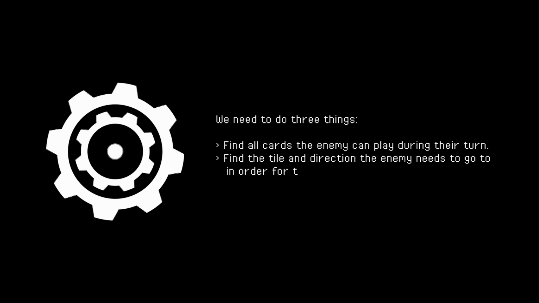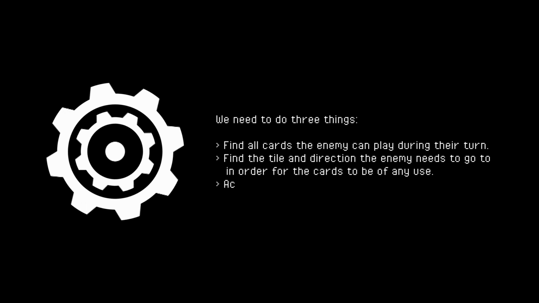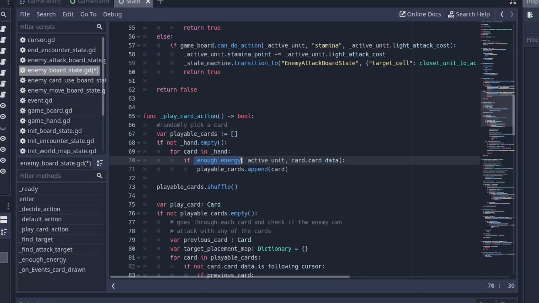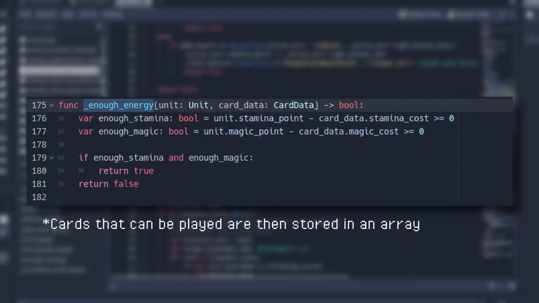In order for the enemy to start using the cards they have drawn from their deck, we need to do three things. First, find all the cards the enemy can play during their turn. Second, find the tiles and direction the enemy needs to go to in order for the cards to be of any use. And lastly, activate the cards. The first thing on the list is easy enough. Basically, to find all the cards the enemy can play, we first check the energy requirement of each card against the unit's available energy.